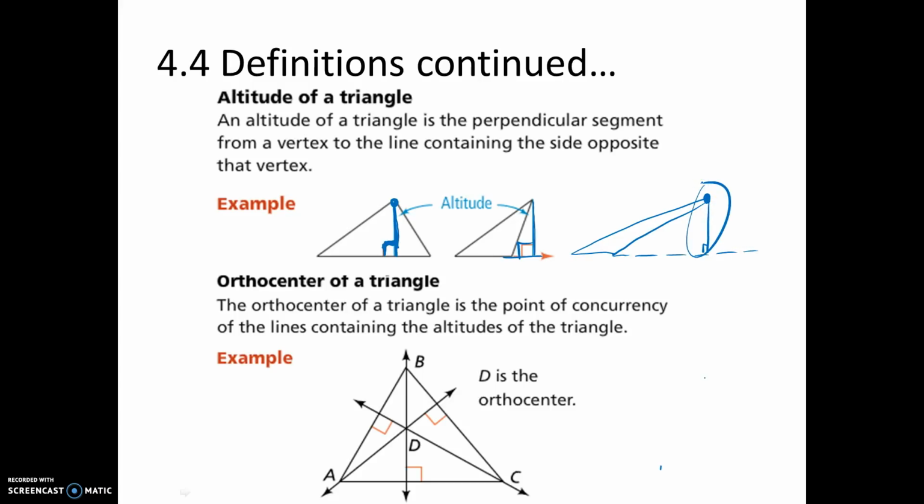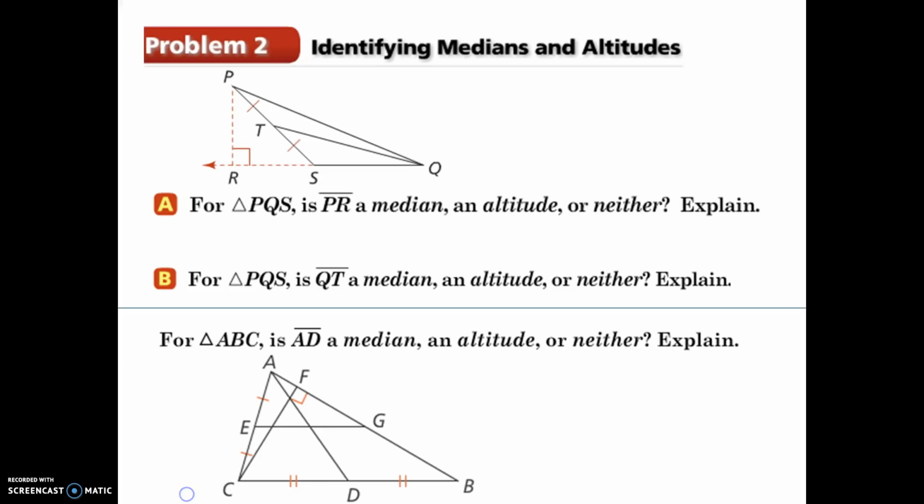Where the altitudes cross is called the orthocenter. The orthocenter of a triangle is the point of concurrency of the lines containing the altitudes of the triangle. So in this example right here, point D is your orthocenter.